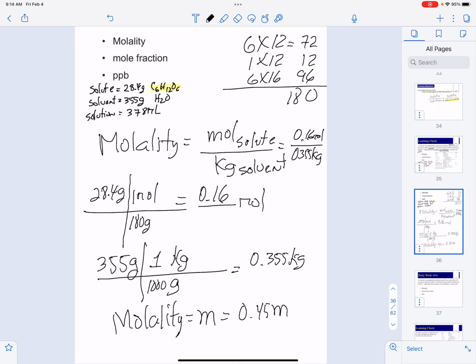So once more, molality is the only measure of concentration of the ones we're going to study that is not solute over solution, but is moles of the solute over the kilograms of the solvent. So you definitely need to know how to go from grams to moles. You need to know your prefixes, and then you can do that. So molality is done. So let's do now the mole fraction.